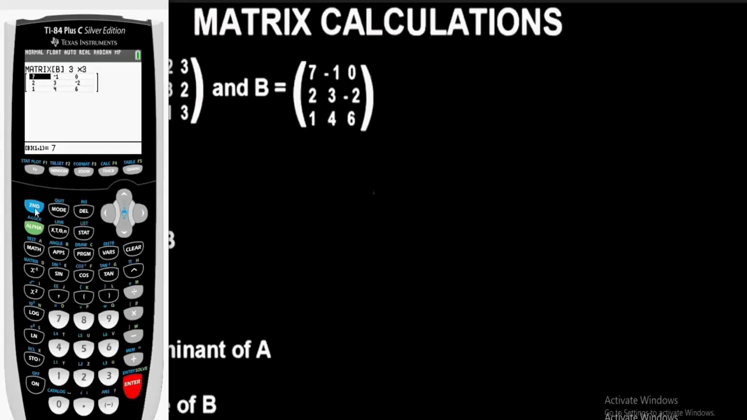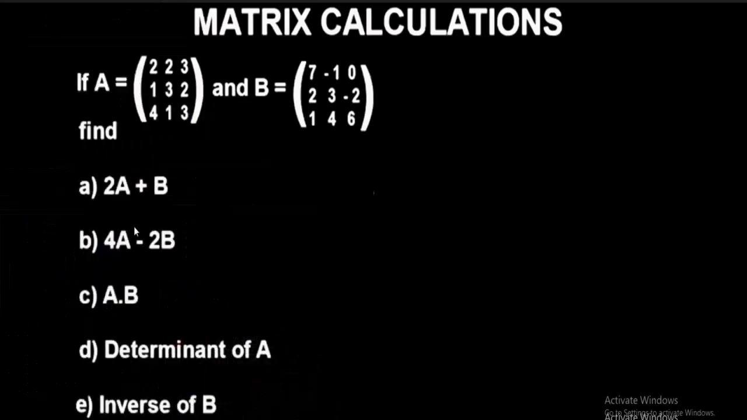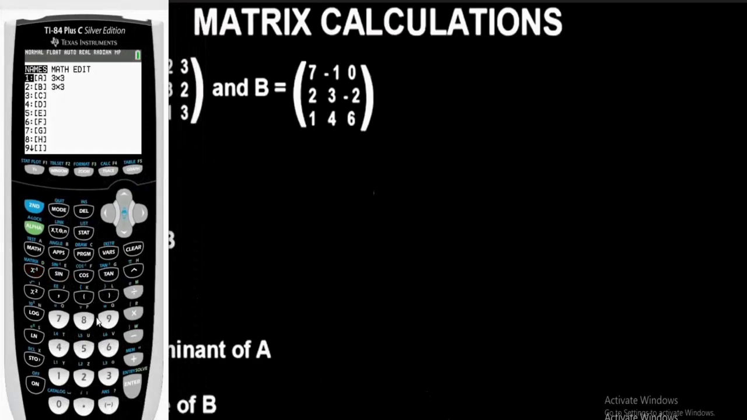These values are already stored guys. Press second and this mode button. Alright, so let's go back to matrix mode, second, this button. So right now we want to find the addition of the matrices. So we have 2a plus b, okay. So we have the first one for this.